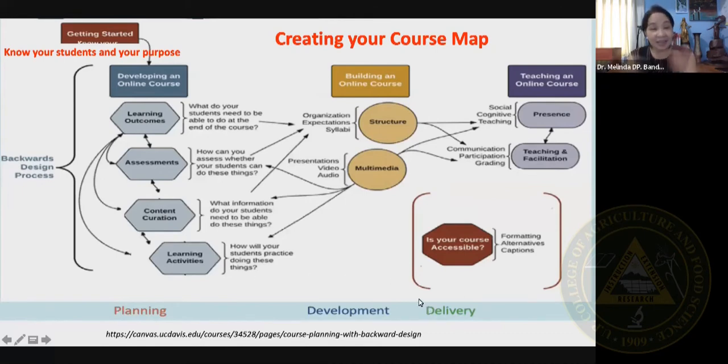So if you're going to develop a course online, this is the usual roadmap that we are going to take. We start with the planning, with the development of the course, and of course with the delivery. So keep this in mind so that we can situate the activities that we will be doing in relation to the whole delivery of the review session online.